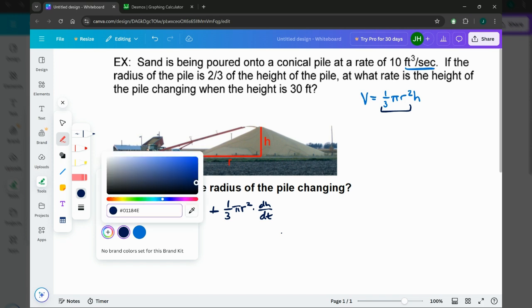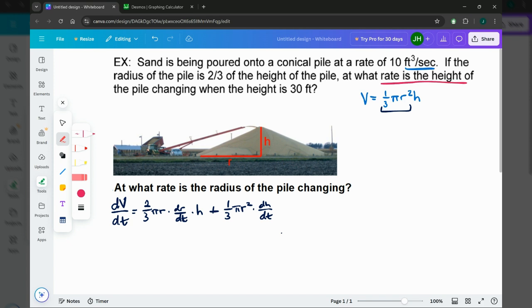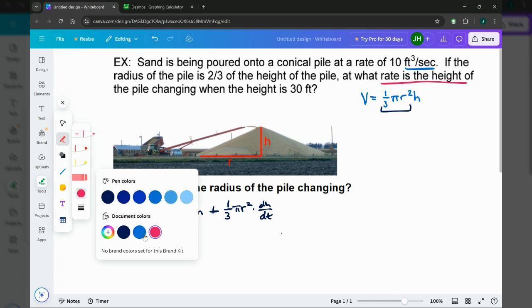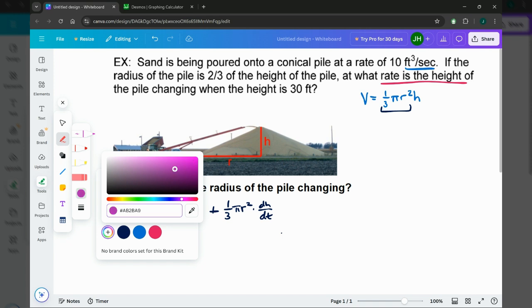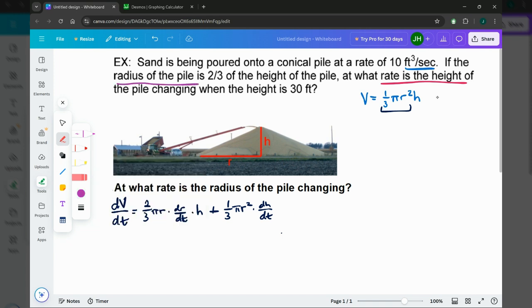Now, if you read the question, it is asking, what is the rate of change in the height? So it makes sense that I want to put everything in terms of h. Okay? Well, how do I put everything in terms of h? Well, number one, it says the radius of the pile, which is r. The word "is" means equals. 2/3 "of" is multiplication times the height of the pile, which is h. So r is 2/3 h. And what I can do is put that into my formula. It's 1/3 pi. r is 2/3 h, and that would be squared times h.